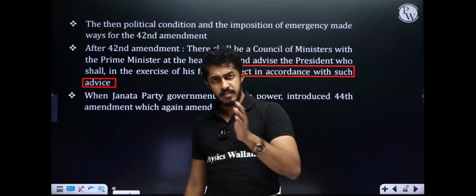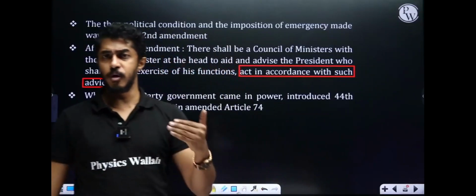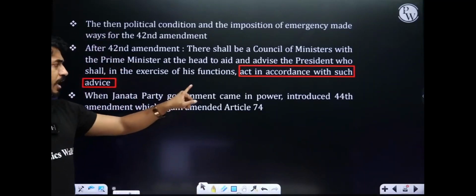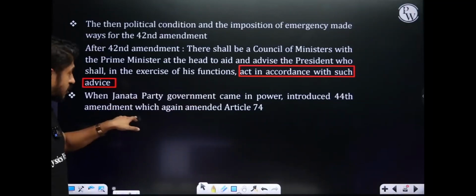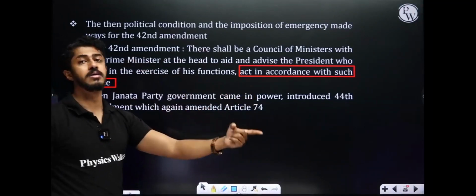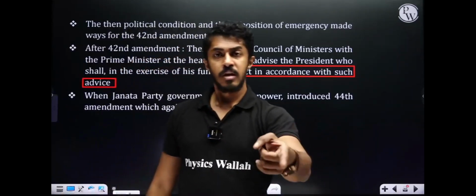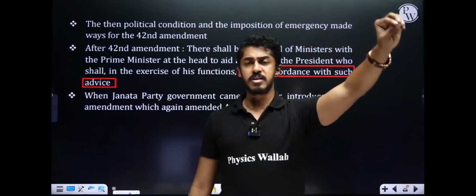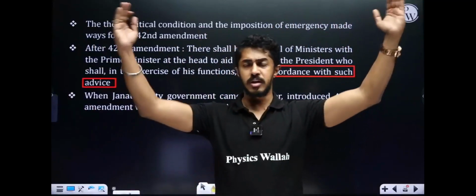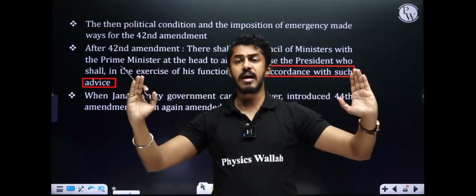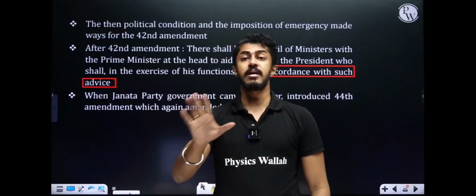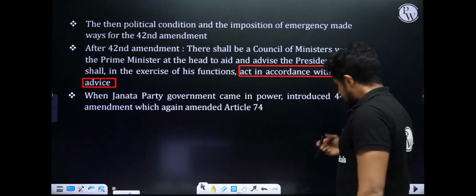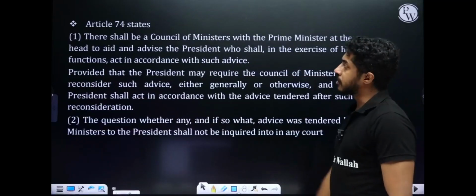Later, in 1978, the Janata Party came into power under Morarji Desai. Then what happened? When the Janata Party government came into power, they introduced the 44th Amendment, which again amended Article 74. The original article was what? There shall be a Council of Ministers headed by the Prime Minister to aid and advise the President. That was the original article. Indira Gandhi made it what? Compulsorily, the President will have to listen to it. What did the Janata Party do?